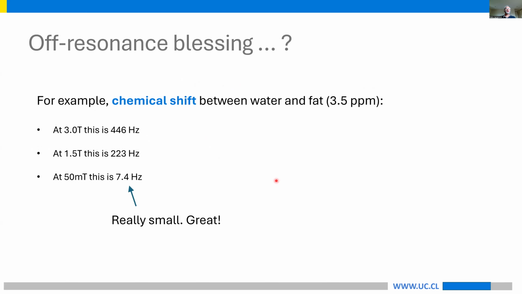For example, let's look at chemical shift. The typical chemical shift between water and fat is 3.5 ppm, parts per million. So at 3 Tesla, this is equivalent to 440 hertz. At 1.5 Tesla it is half, 220 hertz. And at 50 millitesla, it's going to be 7 hertz. And this is really small, so it's great. So chemical shift is not going to be a problem at low cost.